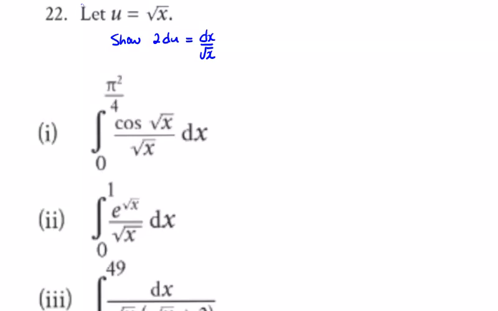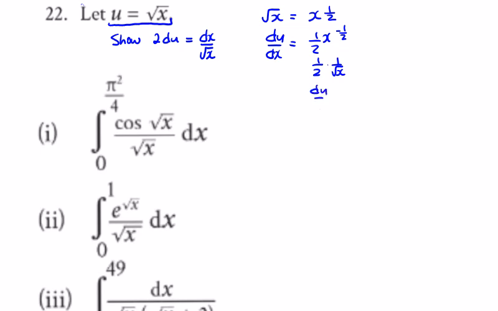Question 22. Let u equal root x and then show 2 du is equal to dx over root x. So let's do du dx. Root x is x to the power of a half. So du dx is equal to a half x to the minus a half, which is 1 over 2 by 1 over root x. So du dx has to be equal to 1 over 2 root x.